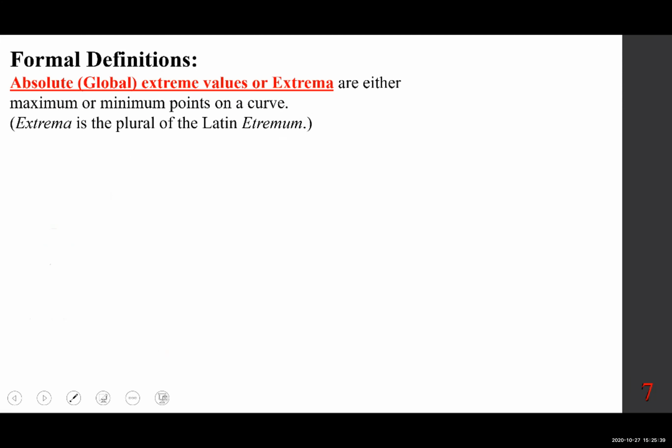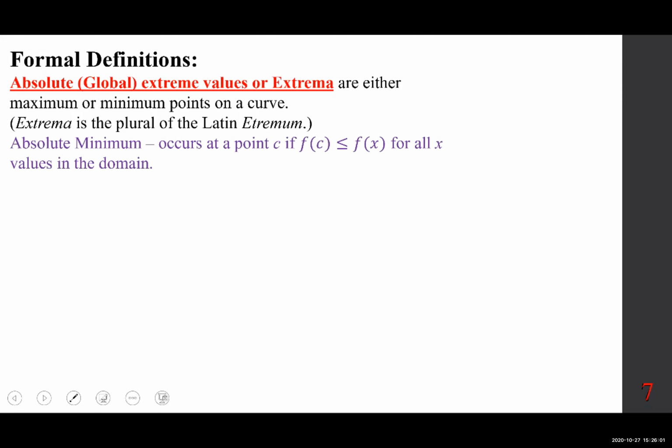All right, let's look at some definitions. We have absolute or global extrema. Extrema is the plural of the Latin extremum, and that refers to max as well as min. So in short, absolute or global refers to the entire domain. So when we say absolute min, that means there is a point c such that its y coordinate is the smallest value in the entire domain.